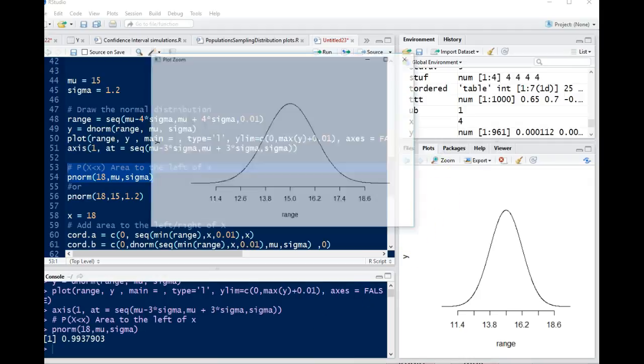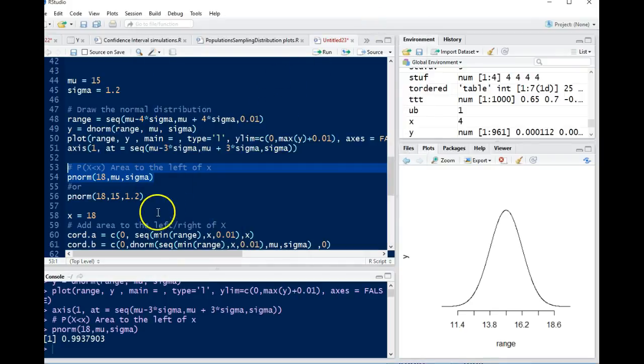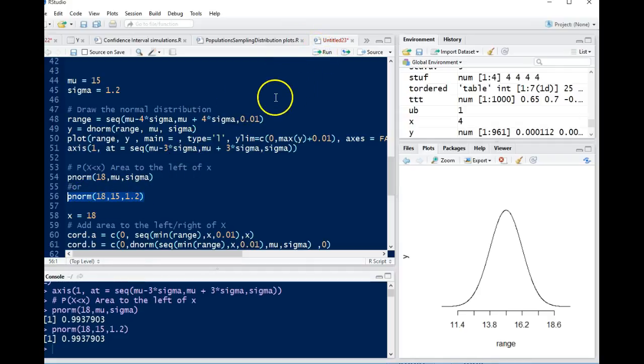And that really makes sense because if we look at our graphical display, we can see that that's almost all of the area that's falling below 18. 18 would be somewhere up here. And so that value of 0.99 makes a lot of sense. All right, so we could have also just used pnorm 18, 15, 1.2. So if we didn't define mu and sigma beforehand, we could have just used this command and we'll get the exact same value.